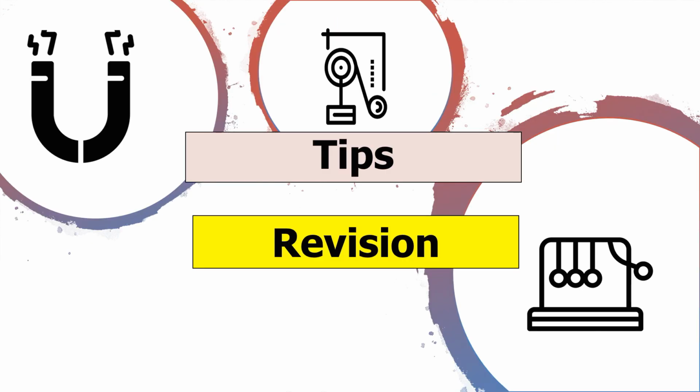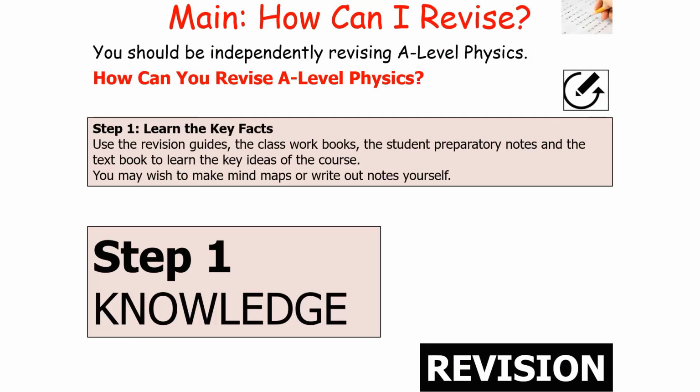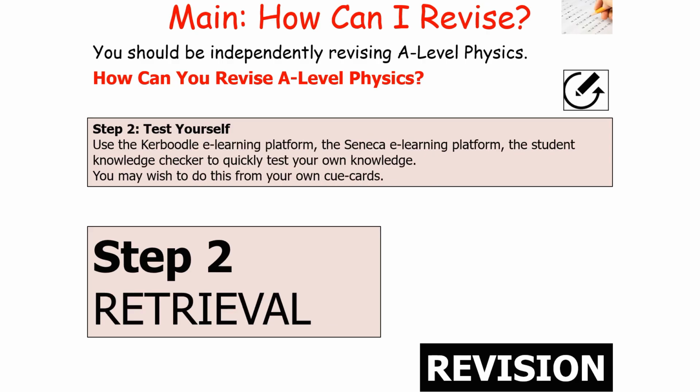So how should you revise A-level physics? So firstly, learn the key facts. Use the revision guide, the class workbooks, the student prep notes and the textbook to learn the key ideas of the course, and you might want to make a mind map or write out notes yourself to do this. The second step is to use things such as Caboodle, Seneca, knowledge checkers to quickly test your own knowledge, and you may wish to do this from your own cue cards.